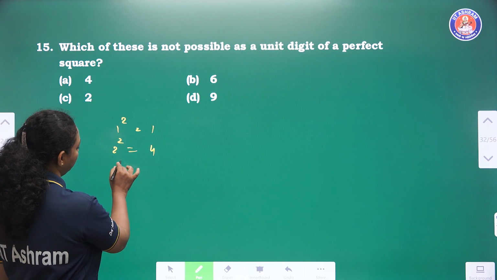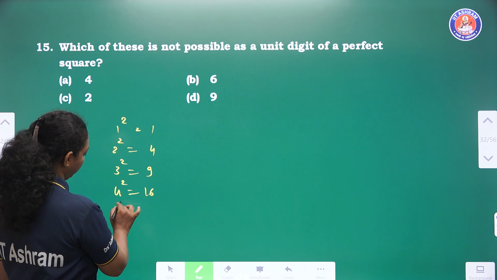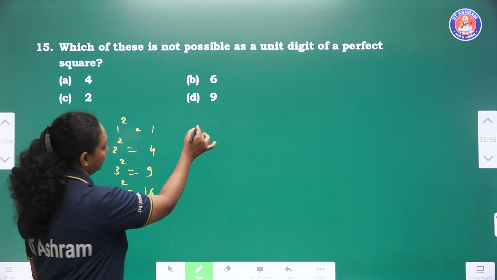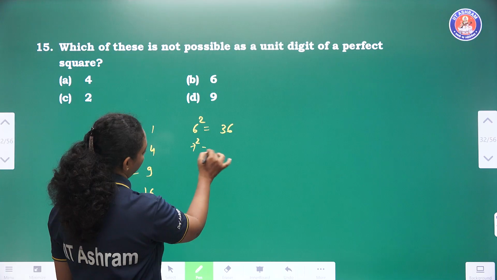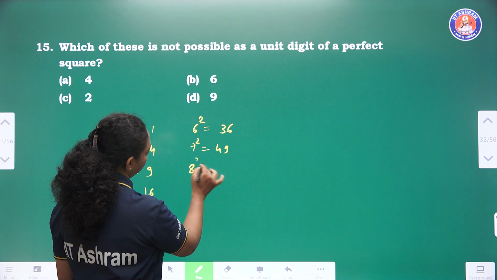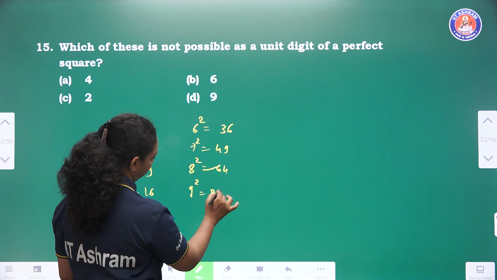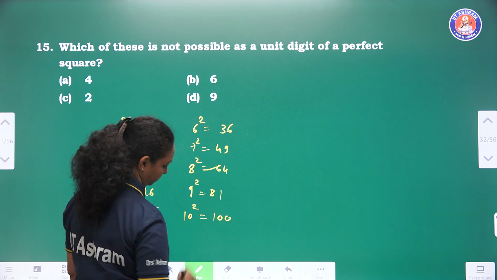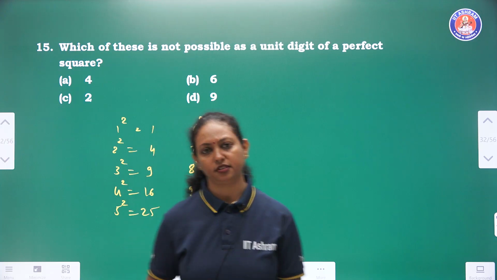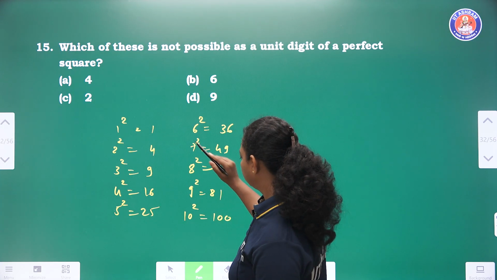3 square is what? 9. 4 square is what? 16. 5 square is what? 25. 6 square is what? 36. 7, 49. 8, 64. And 9 is 81. And 10 square, that is of double number of zeros. So you can go with the option that perfect square numbers end with 1.